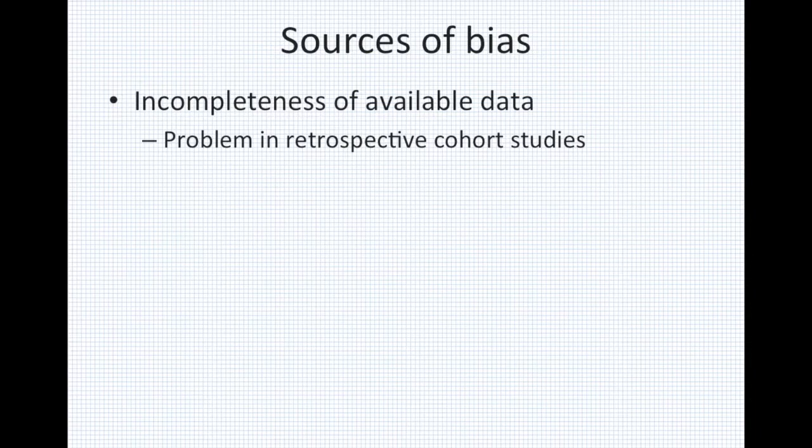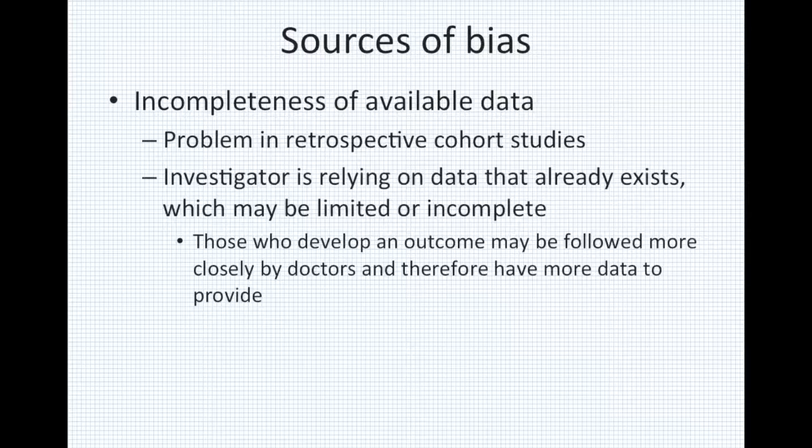Another source of bias would be incompleteness of available data. This is more of a problem in retrospective cohort studies. The investigator is relying on data that already exists, so this data could be limited or incomplete. Additionally, those who develop an outcome may be followed more closely by doctors and therefore have more data to provide. This is problematic because it causes bias.